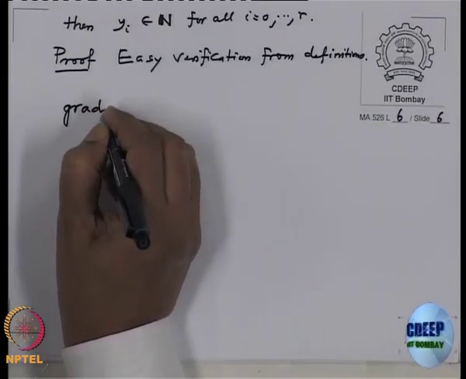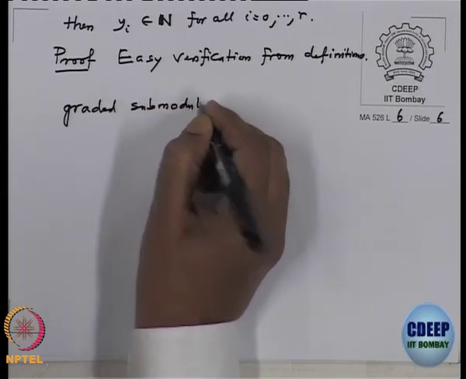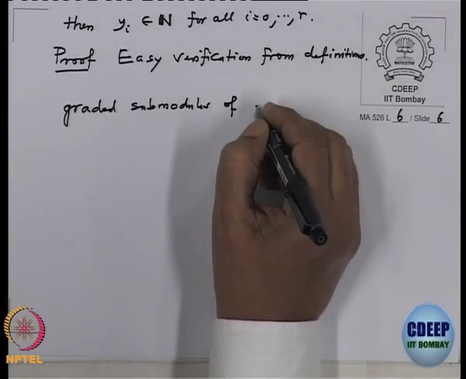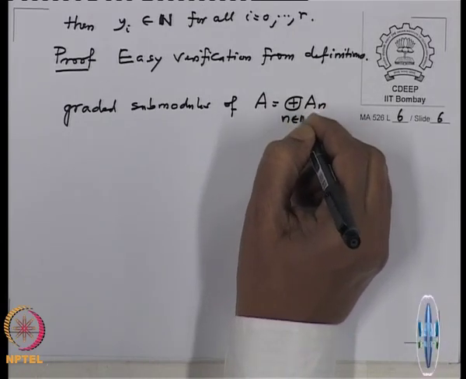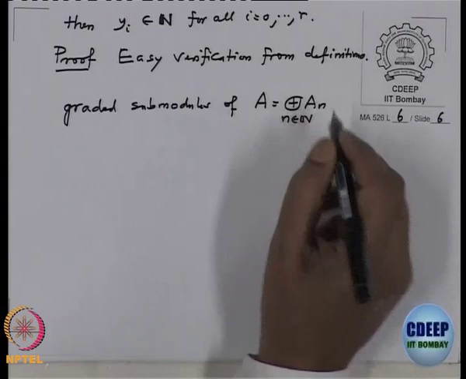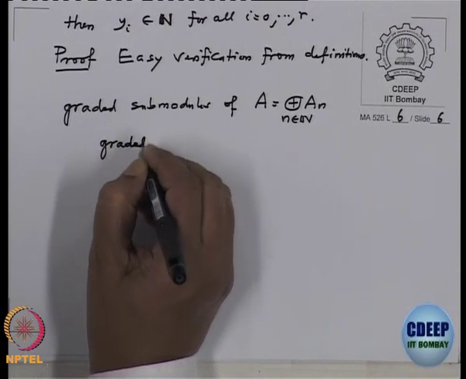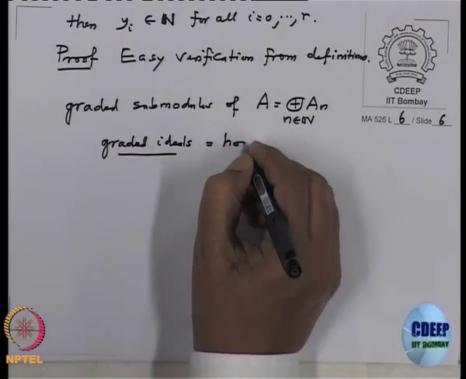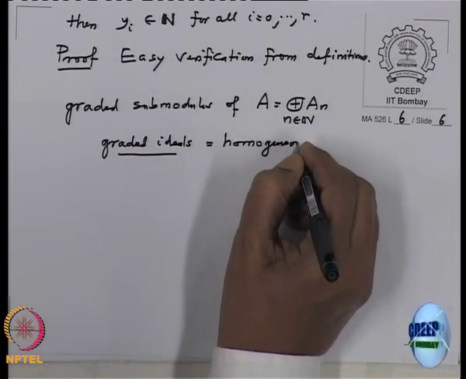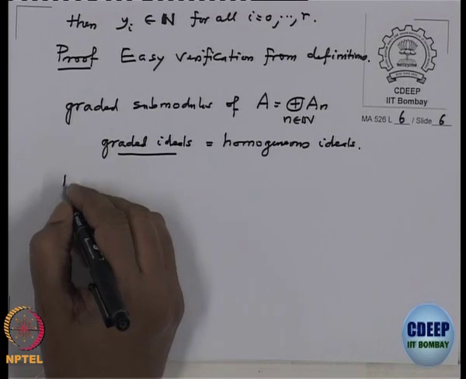Alright, so graded submodules of the ring itself are ideals. So the graded submodules are precisely graded ideals. Or I will also use the term homogeneous ideals. So let us see a couple of examples.